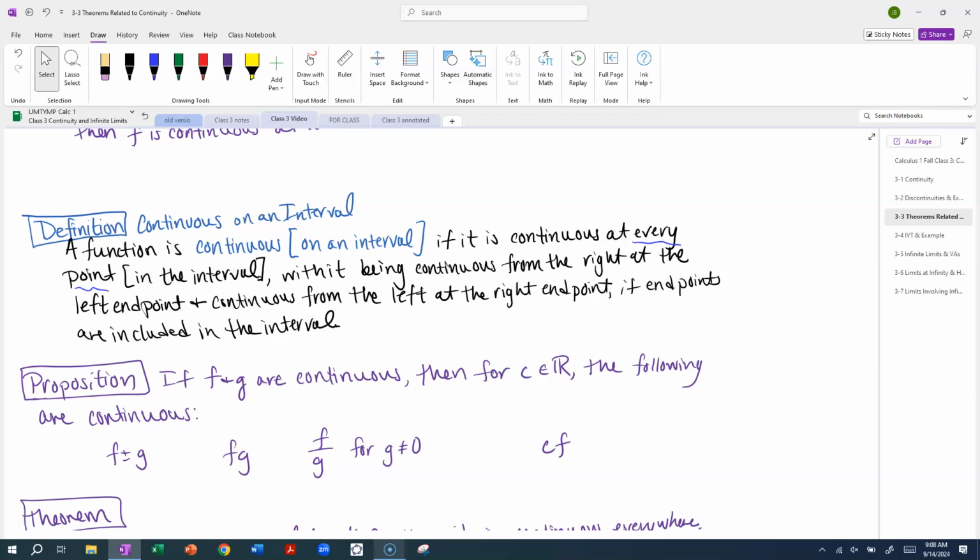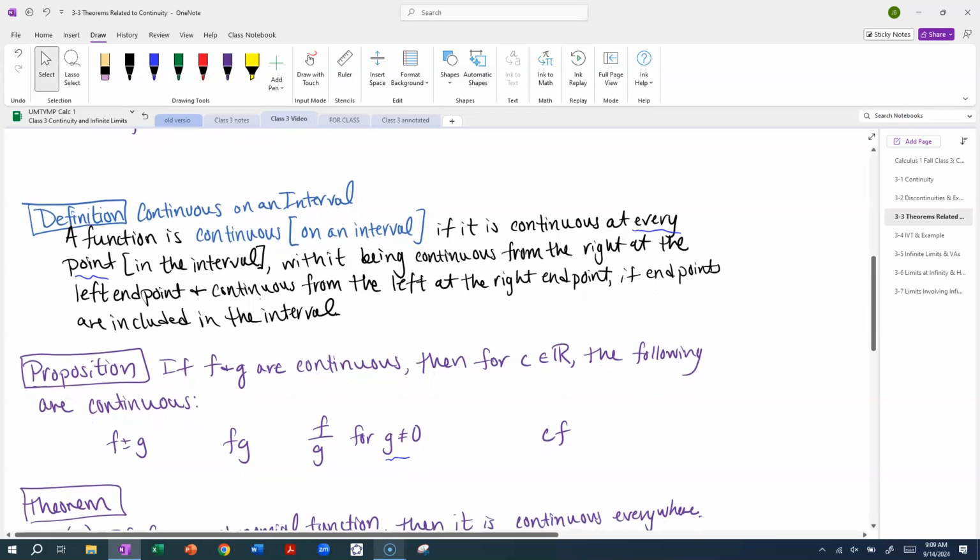And then unsurprisingly, because continuity has its definition rooted in limits, if we have two continuous functions and a real number constant: if we add or subtract continuous functions, it's continuous. If we multiply continuous functions, it's continuous. If we divide continuous functions, it's continuous, except for where the denominator would be 0, the values that would make the denominator 0. And also a scalar multiple of a function would also be continuous, okay?